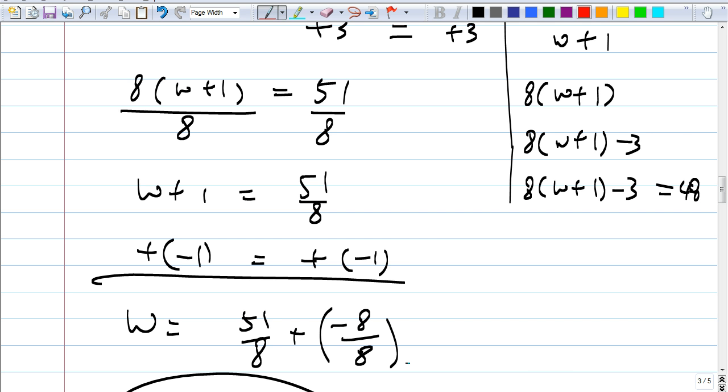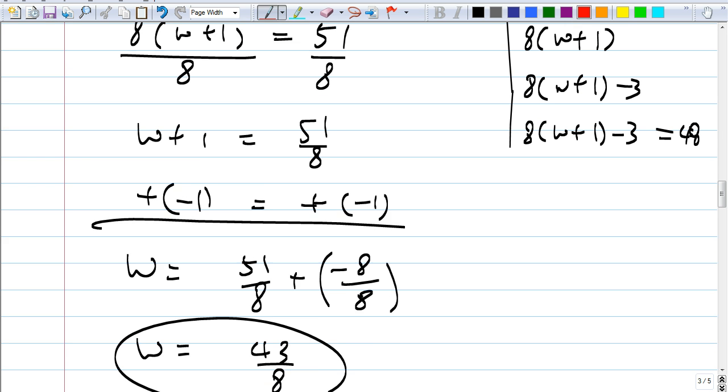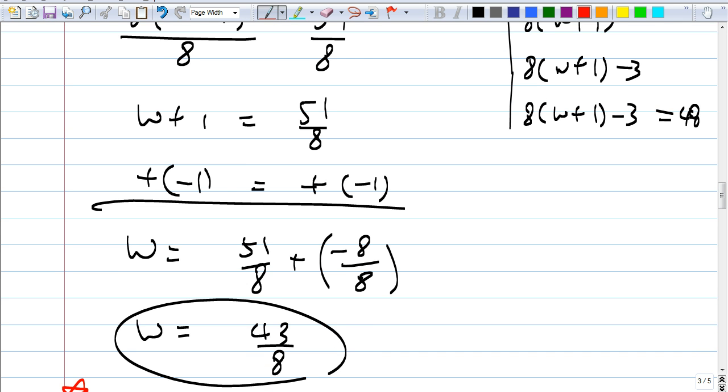What is the answer for this? How about Michael? 43 over 8. Exactly right. How many people got 43 over 8? Any question? Does this make sense? Are we good? Okay. Then why don't you try the next one yourself?